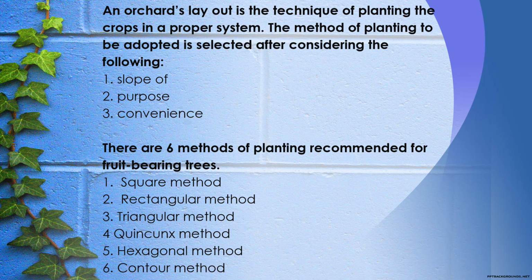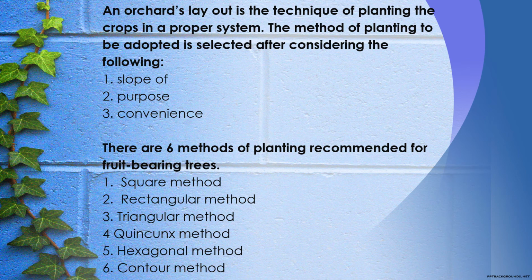An orchard's layout is the technique of planting the crops in a proper system. The method of planting to be adopted is selected after considering the following. Let's have the first, slope. Number 2, what's your purpose? And number 3, the convenience.